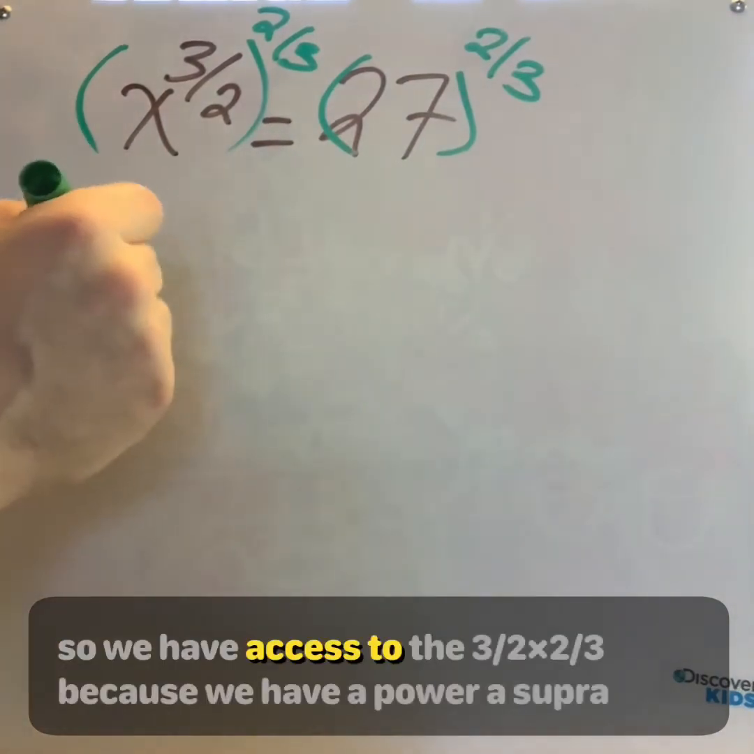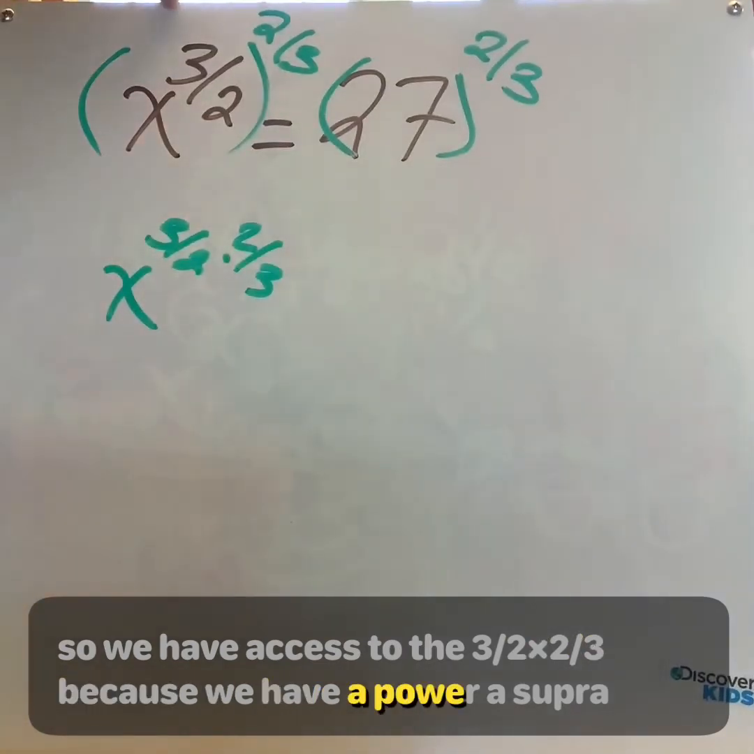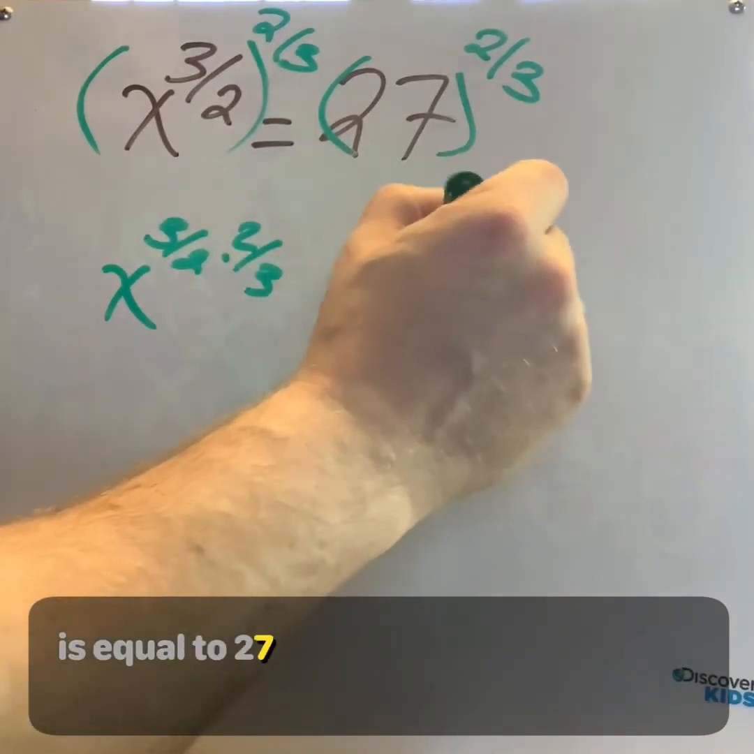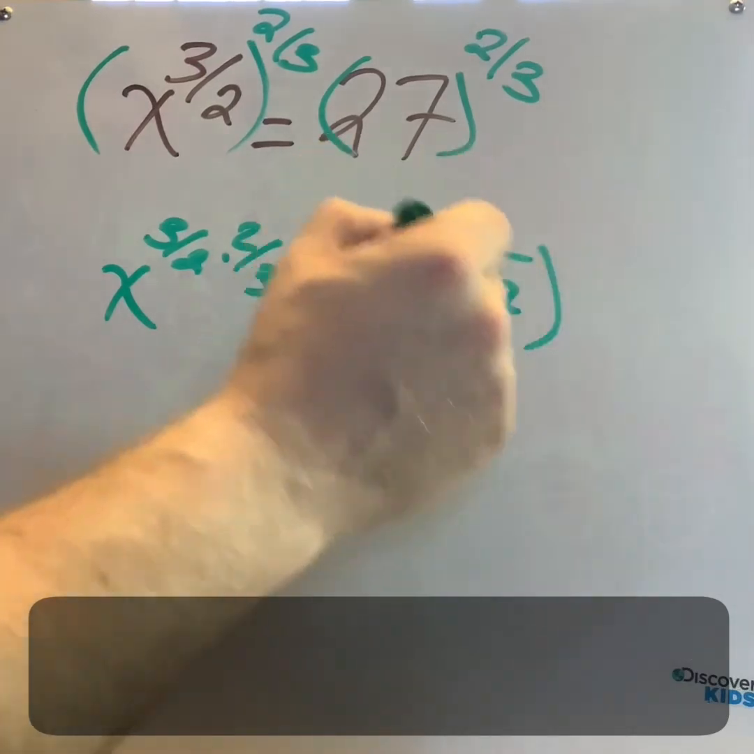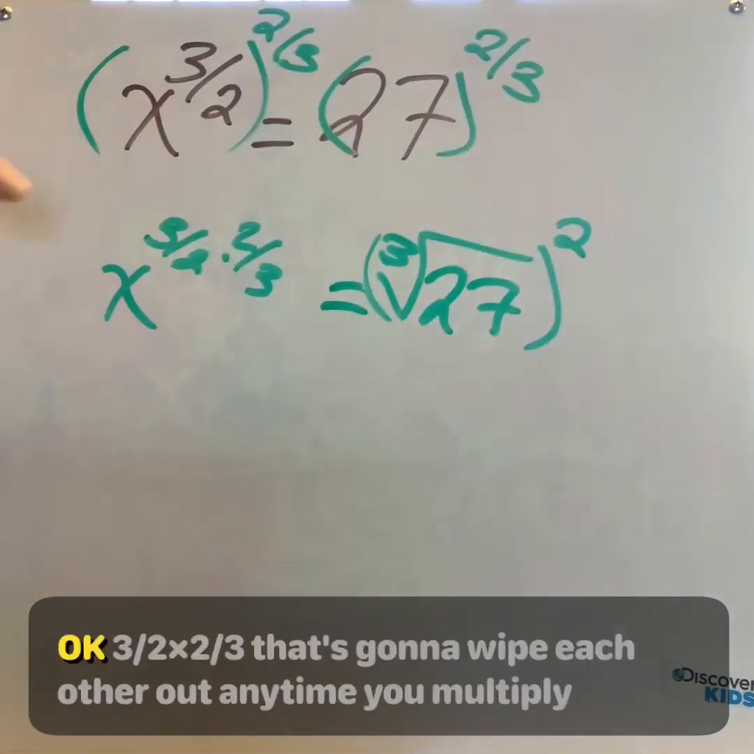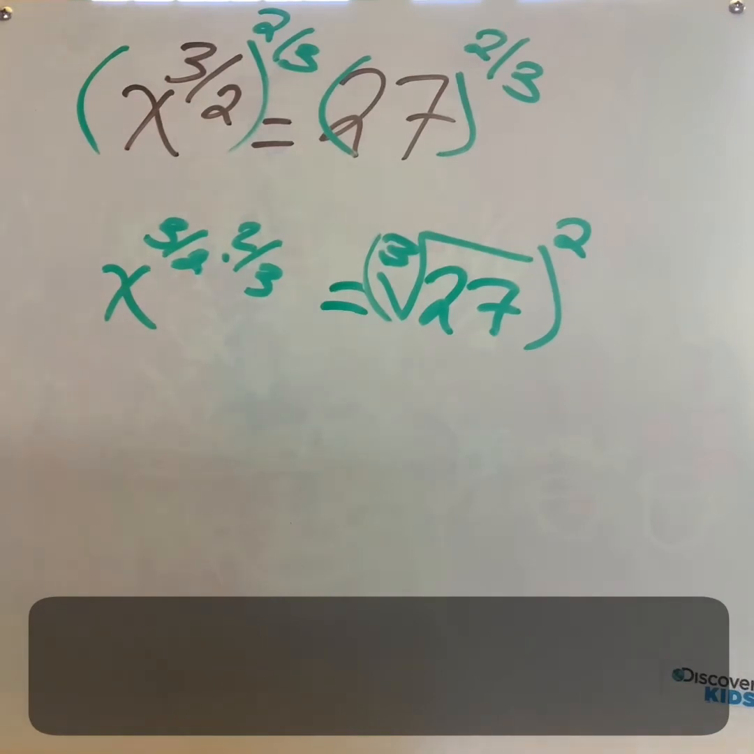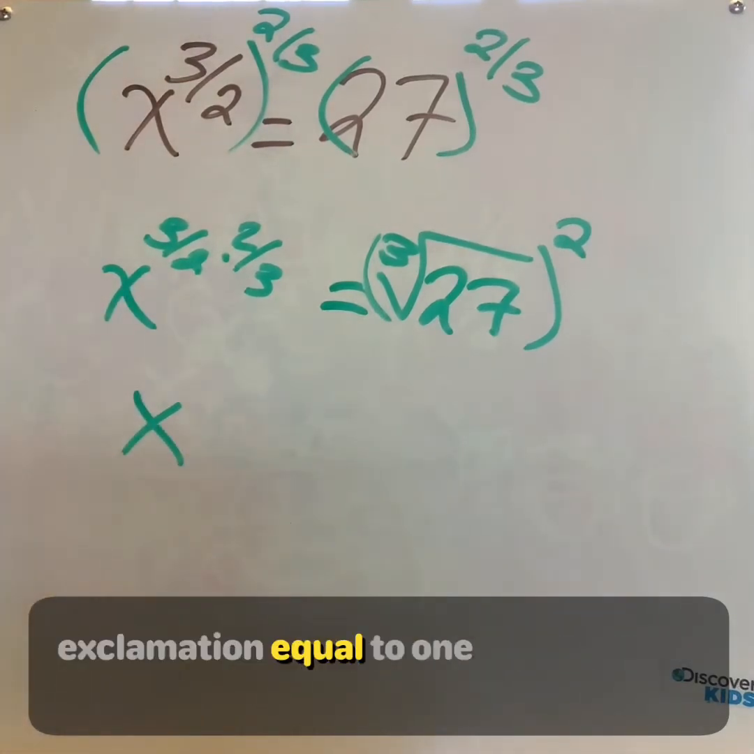So we have x to the 3 halves times 2/3, because when you have a power raised to a power, you multiply the exponent, is equal to 27 to the 2/3 power, which is just the cube root of 27, and then you square it. Okay, 3 halves times 2/3, that's going to wipe each other out. Anytime you multiply reciprocals, it doesn't matter what it is, it's going to reduce to 1. So we're just left with x. That's why we're multiplying by reciprocals, so we get that exponent equal to 1.